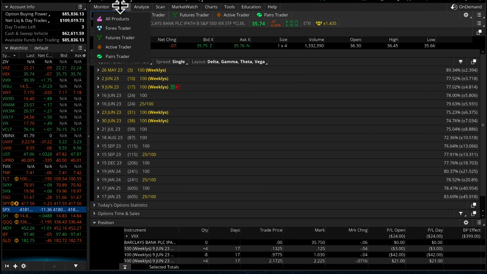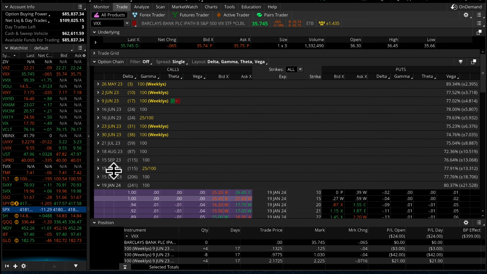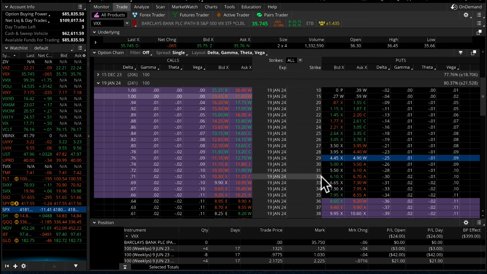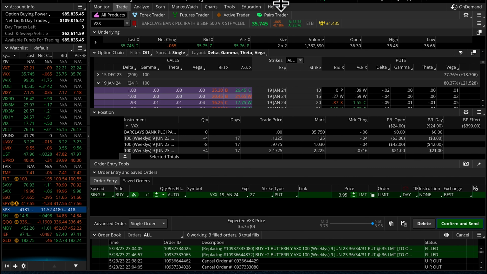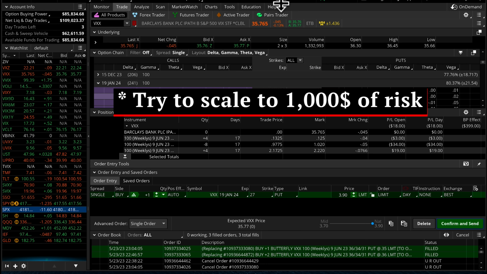So if we go to the trade tab to actually execute this, we find the 19th of January, 241 days, and we can scroll down to that 27 strike and we can buy to open a single long put option. Now, like I said, I'm going to try to scale these, and the number I'm looking for is about $1,000 of risk for each of them.